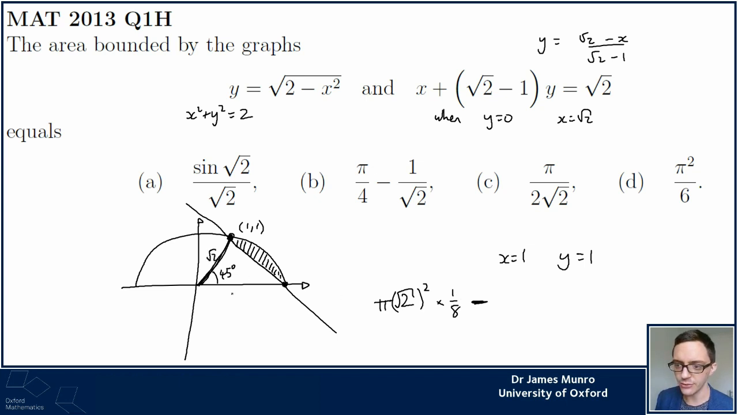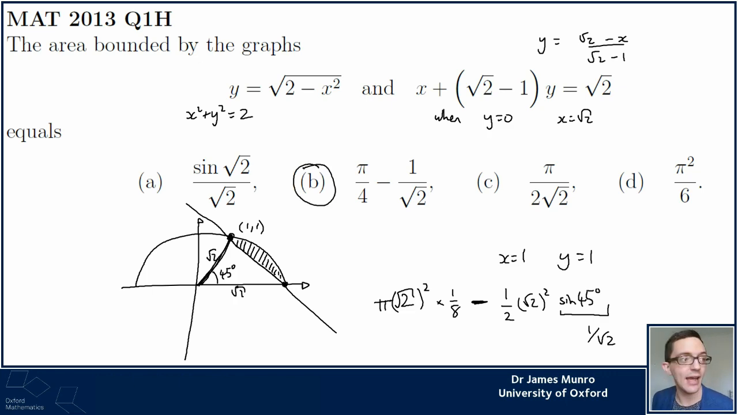The area of this triangle, well, it's got an angle of 45 degrees, and these two sides are length root 2, so I'm going to use half AB sine angle in between. I'm going to have to really concentrate here and remember that sine of 45 degrees is 1 over root 2. And I think that's going to give me pi over 4 minus 1 over square root 2 as my answer for what that area is.